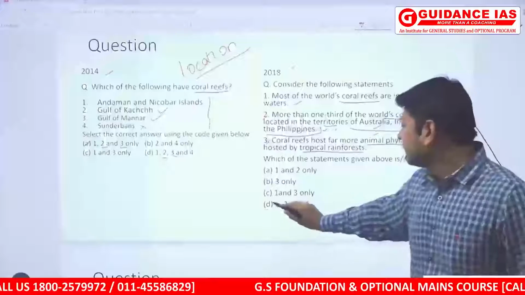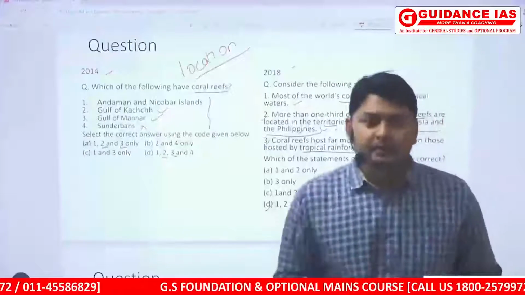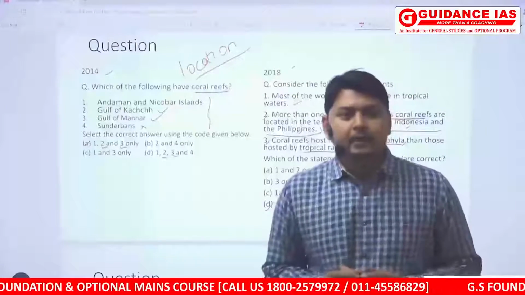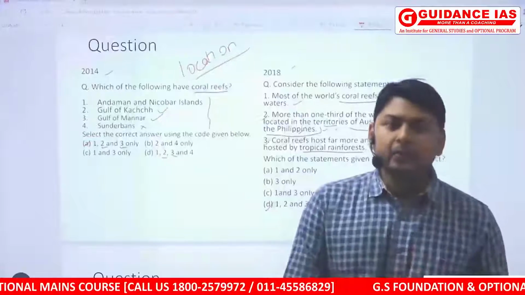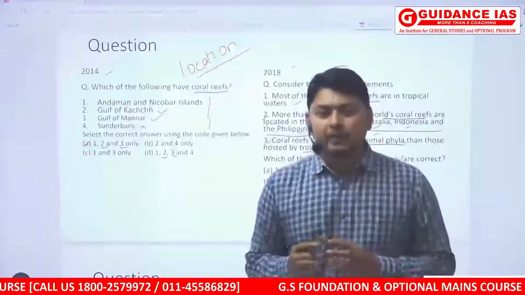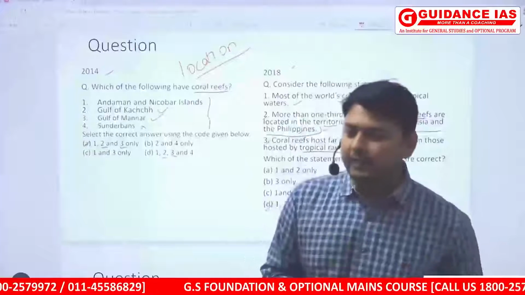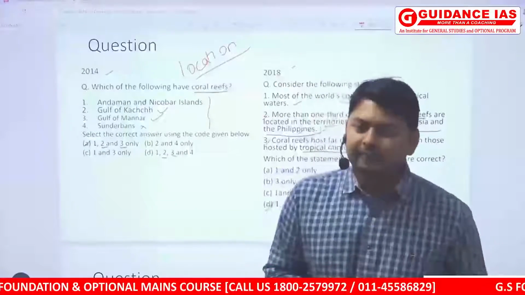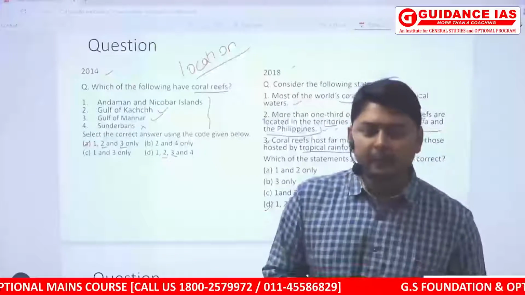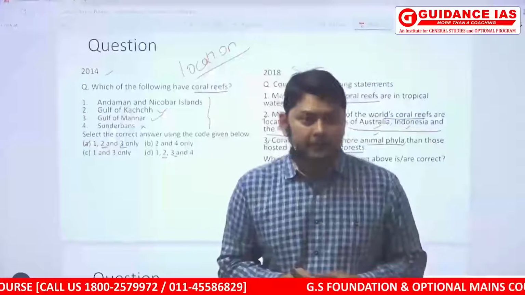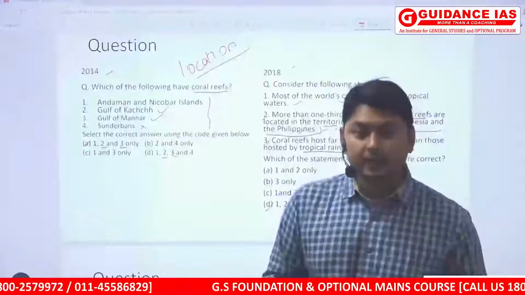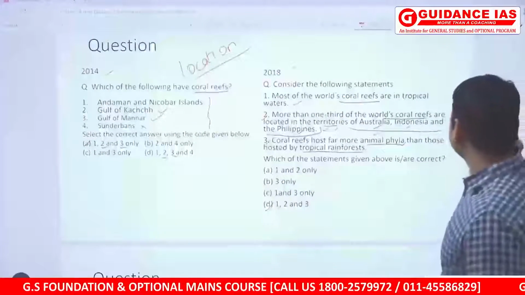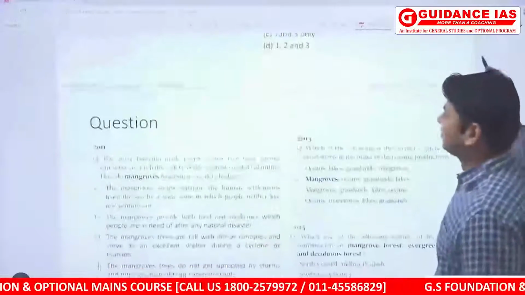So basically the answer here will be 1, 2, and 3. The approach here is that coral reefs are being studied on their location. But in the next step, coral reefs have to be studied in comparison with different kinds of ecosystems like rainforests, savannas, grasslands, or deserts. So we have to make a comparative report on this.